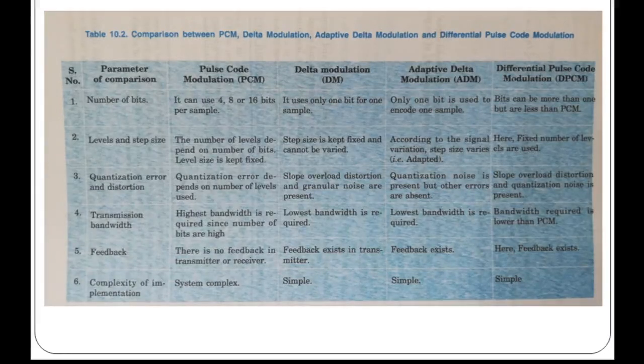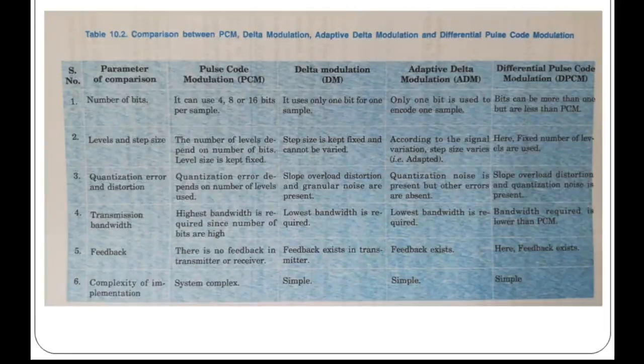It will start with the number of bits. We have seen in the PCM that for each sample the number of bits is fixed. So if the number of bits is 4, then each sample is encoded with 4 bits. In delta modulation we are using only a single bit per sample. Same way for the adaptive delta modulation. And for differential pulse code modulation, that is DPCM, the bit rate is smaller than the PCM, but it will be larger than ADM and DM.